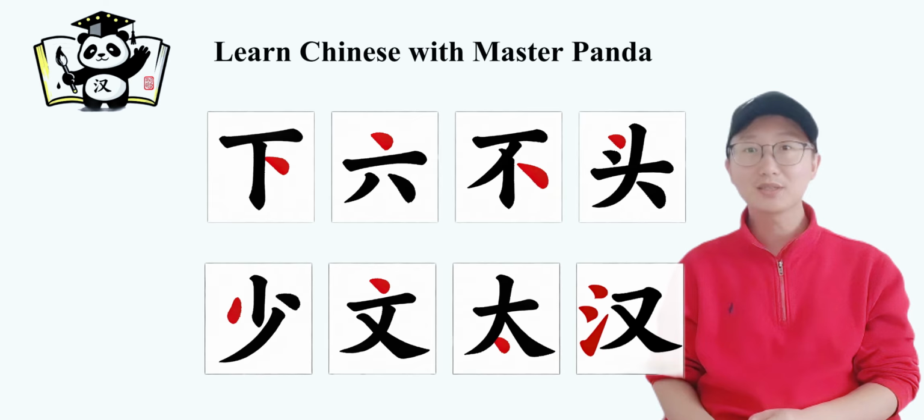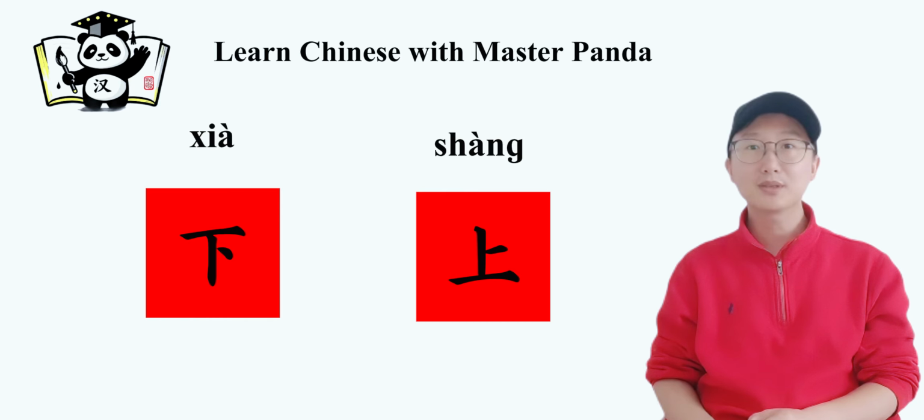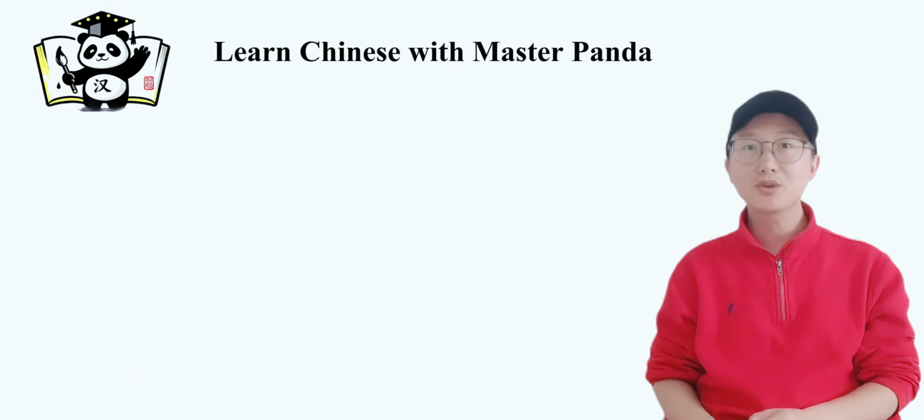Now let's learn the Chinese characters which will help us practice these strokes. The first character is xia. In the previous lesson, we learned the character shang, which means up or down. And the character xia is the opposite of the character shang. The ancient form of xia used a long line to represent a location, with a short mark below it. Its core meaning is down, below, or under, just like the usage of Chinese character shang.